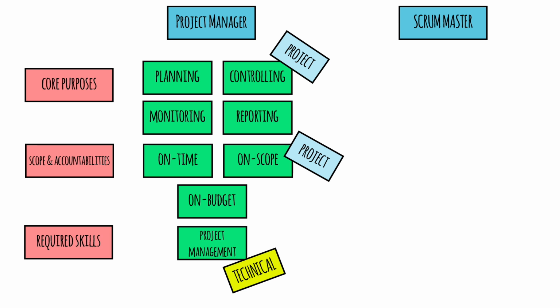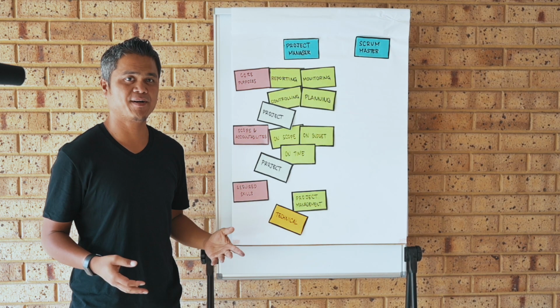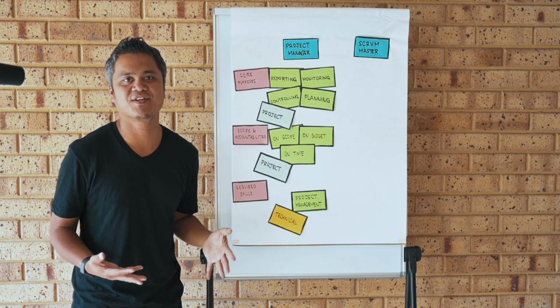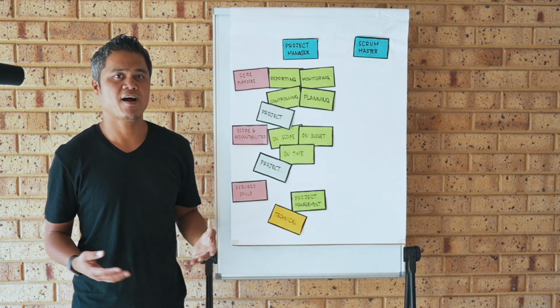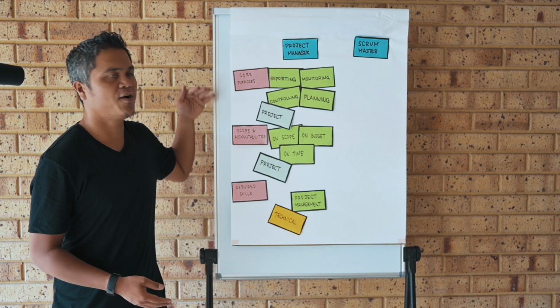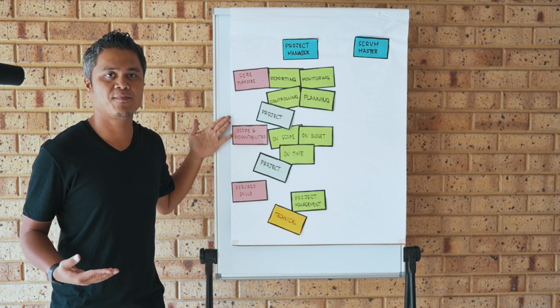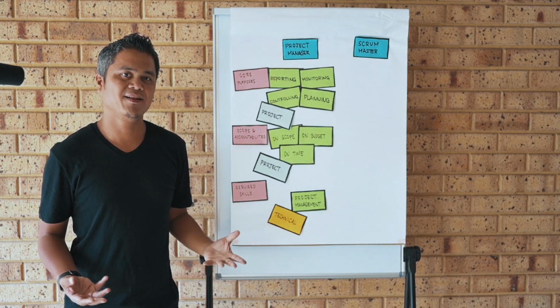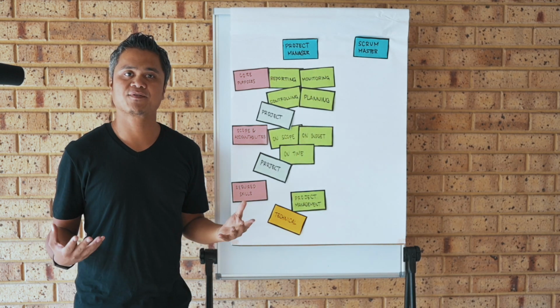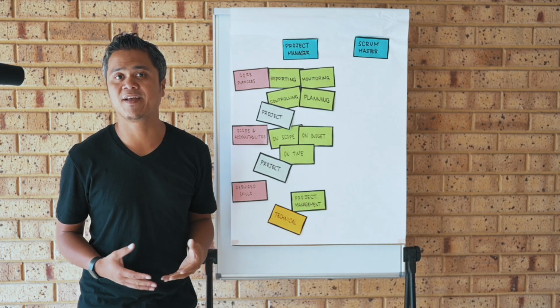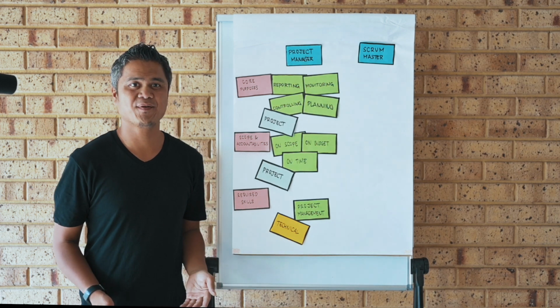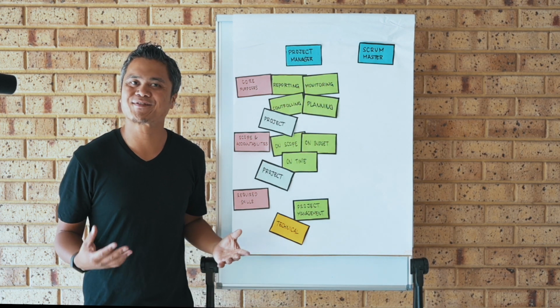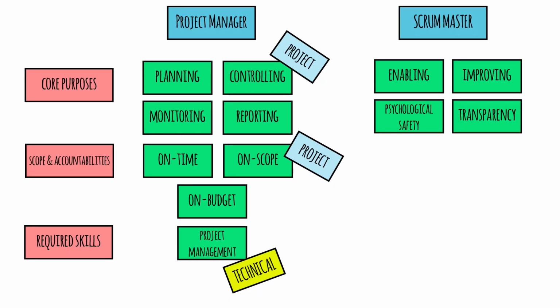After they completed the first part, which is to elaborate as much information as possible about the project manager role, we turn to the second part where I explain the Scrum Master core purposes, the Scrum Master main accountabilities, and also the required skills for a Scrum Master to be effective and successful in doing their job. First, I explain to them the Scrum Master core purposes: why do they exist, and what does the Scrum Master do from day to day? The Scrum Master exists not to control, but to enable.